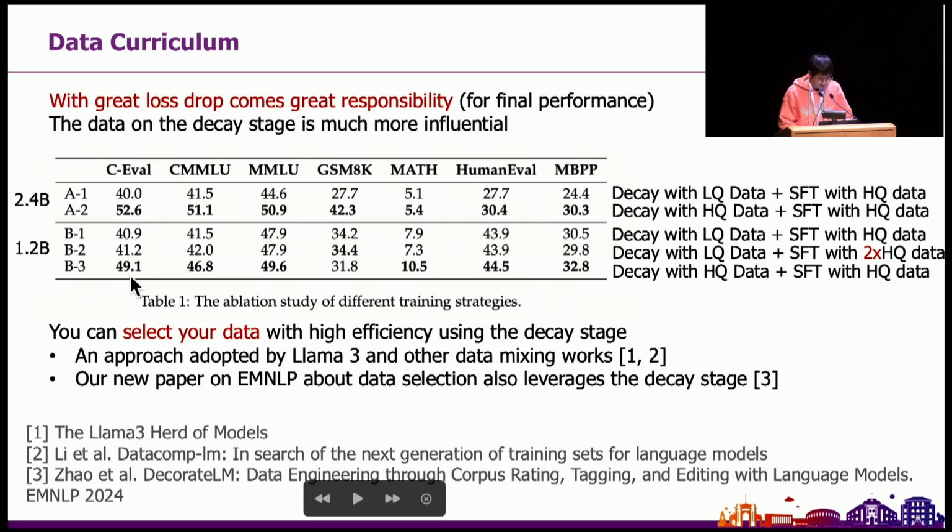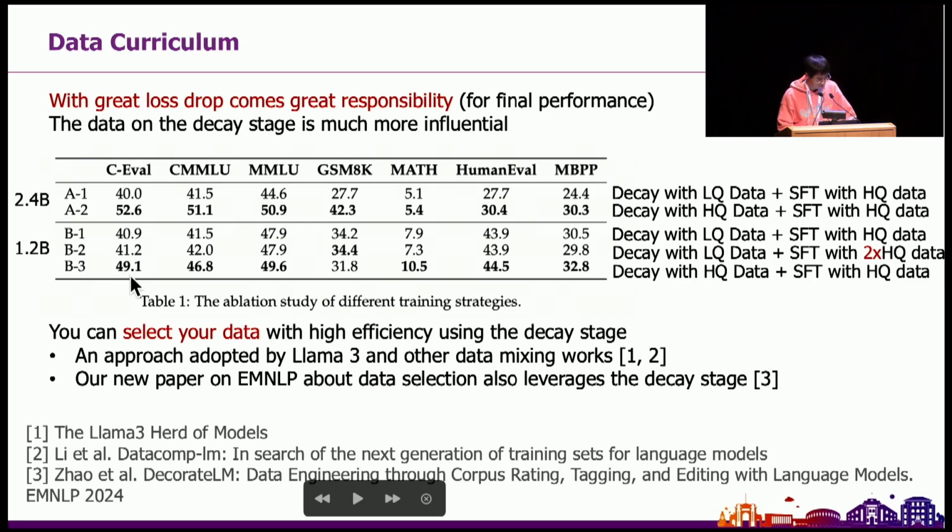We do the ablation where we decay with high quality data or low quality data. We also add a fairer comparison, where we decay with the low quality data and SFT with 2 times the high quality data. And we see that decaying with the high quality data produces a very high performance improvement.